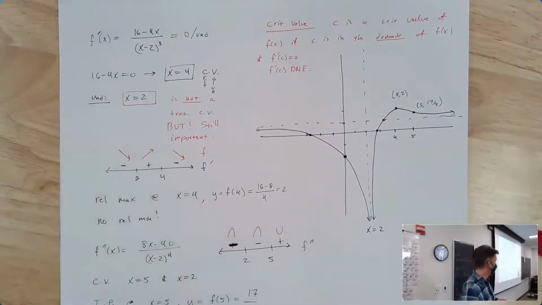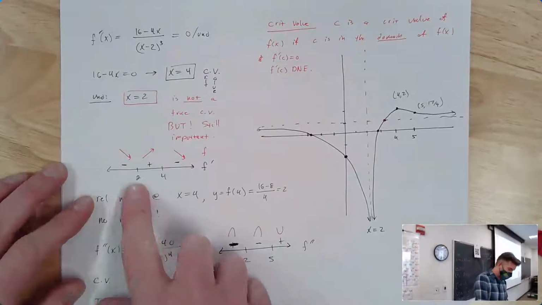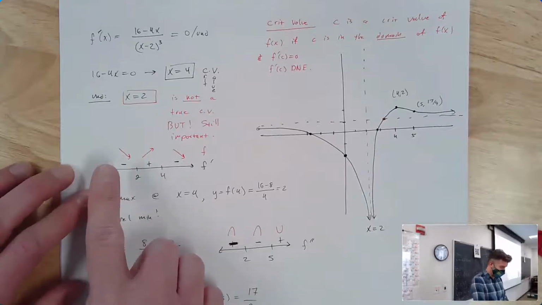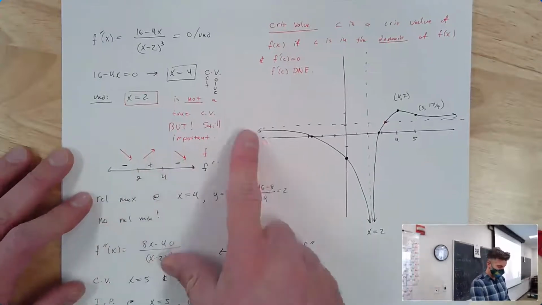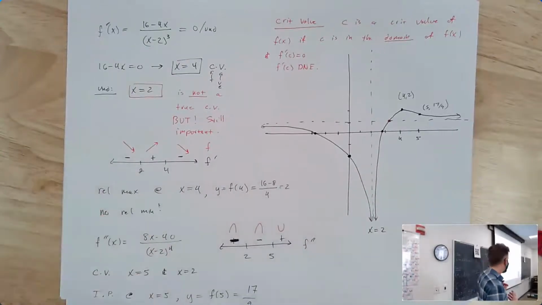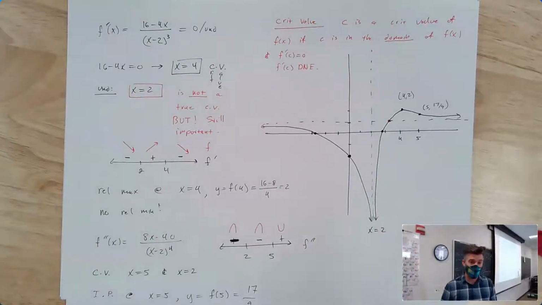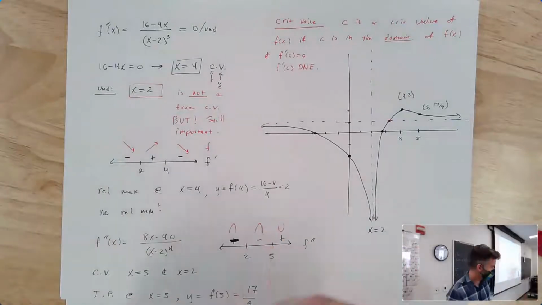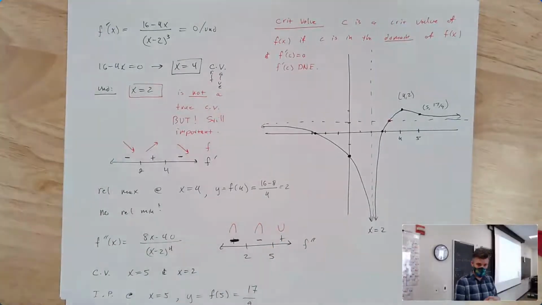And that's what's keeping it from being a true critical value. However, it is still really important, right? If you didn't have 2 here, you would miss the fact that the derivative goes from negative to positive, and it would be harder to see what the behavior of the graph looked like. So even though 2 isn't a true critical value, it is still very important that we include it on our number line for the first derivative. Hopefully that clarifies things.